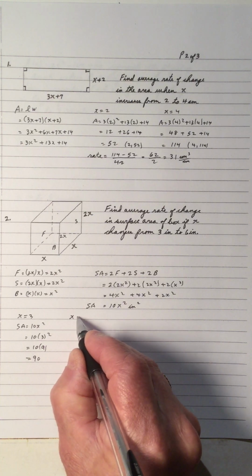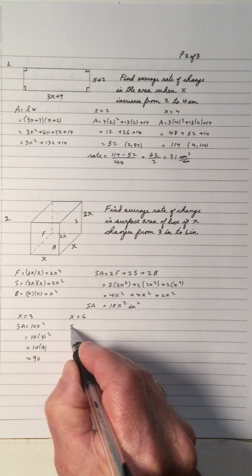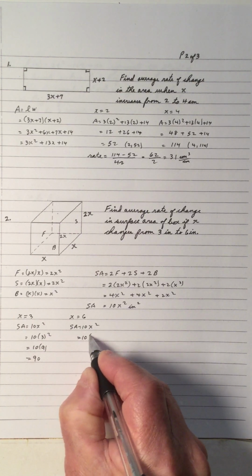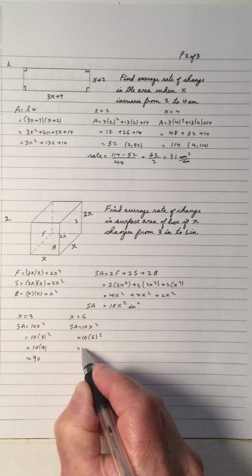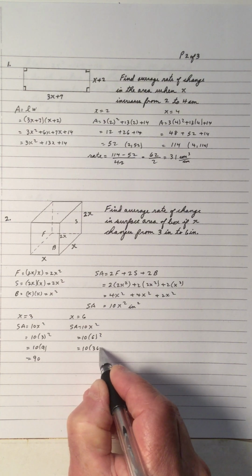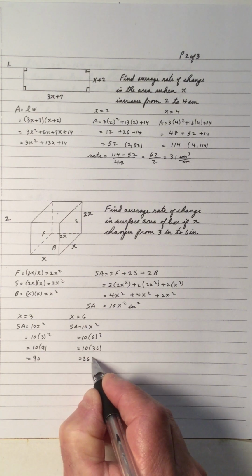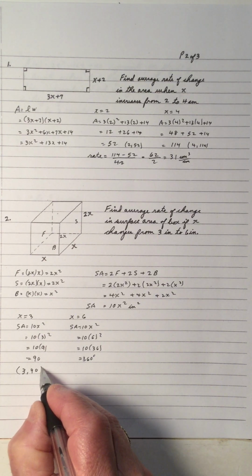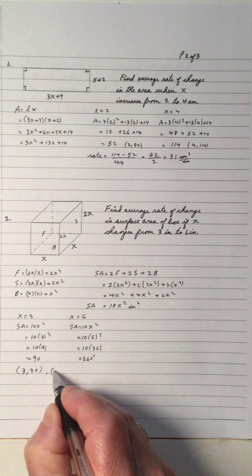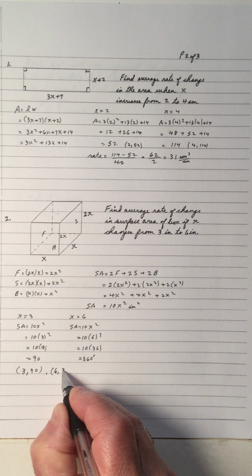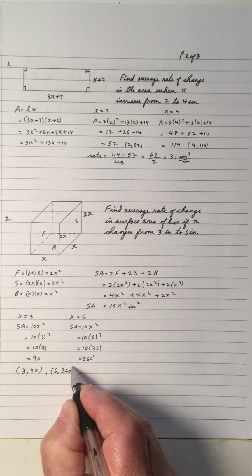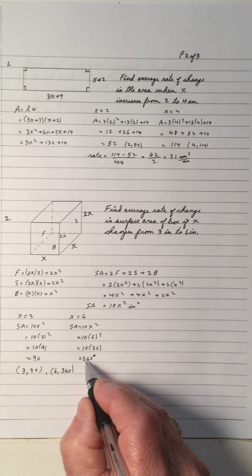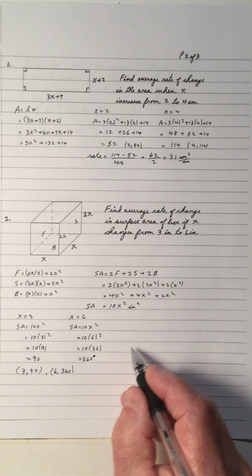When x is 6, the surface area is 10x squared, so that's 10 times 6 squared, that's 10 times 36, so that's 360. So when x is 3, we have 90. When x is 6, we have 360. And that's not meant to be a degree.